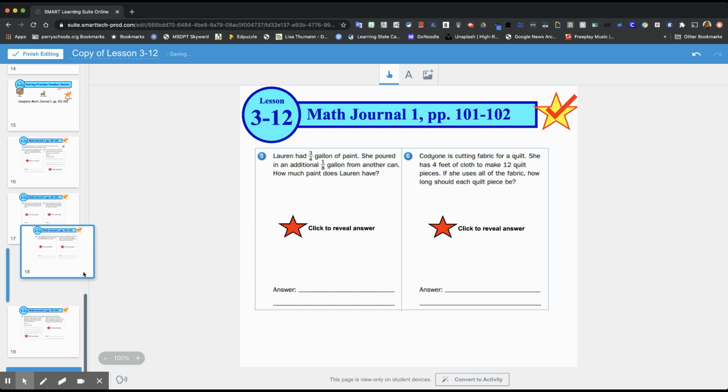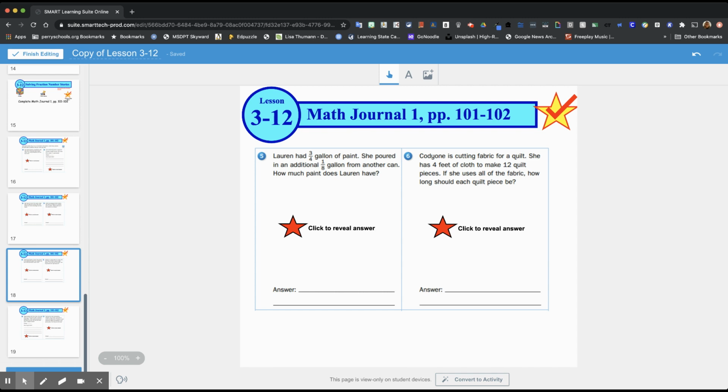Number 5, Lauren had 3/4 a gallon of paint. She poured in an additional 1/8 gallon from another can. How much paint does Lauren have? Number 6, Corion, I don't know, am I saying that right? Is cutting fabric for a quilt.